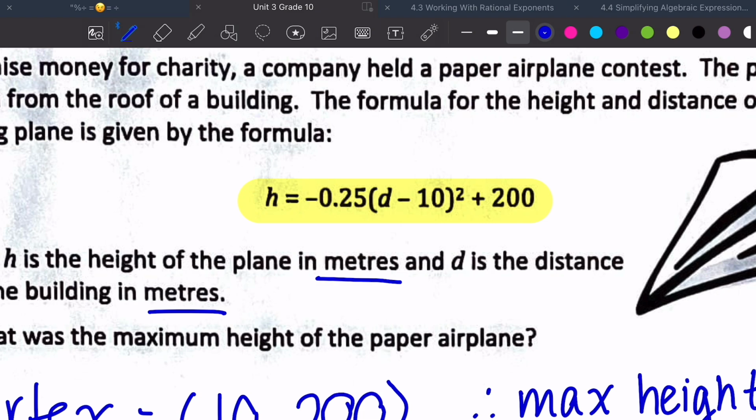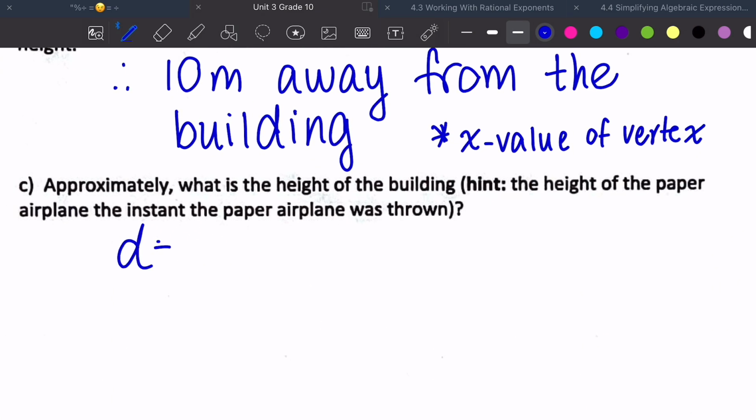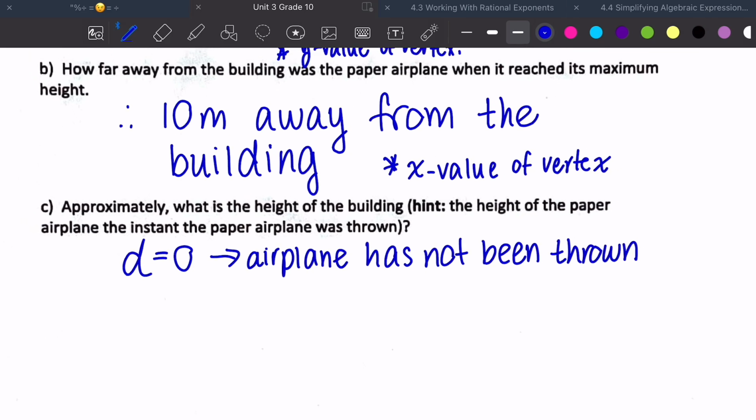If I'm in the building and I'm holding on to the paper airplane and I haven't thrown it yet, how far has the paper airplane traveled? 0 meters. It hasn't traveled anywhere. So I'm going to replace d with 0, right? So d equals 0. And you can even say, airplane has not been thrown. I'm standing in the building with it. I haven't thrown it yet. So that will tell me what the height of the paper airplane is.